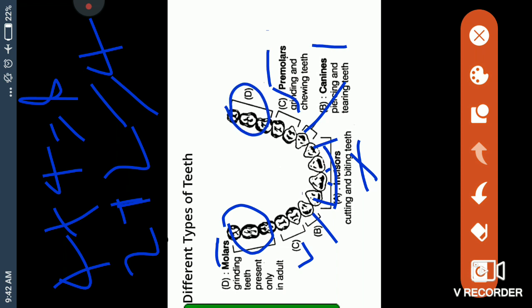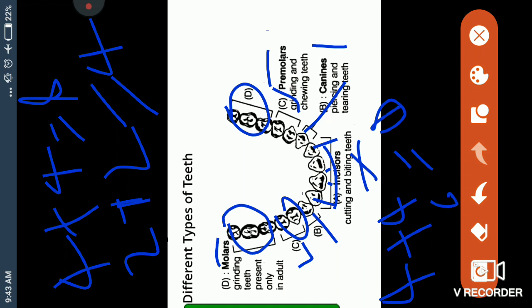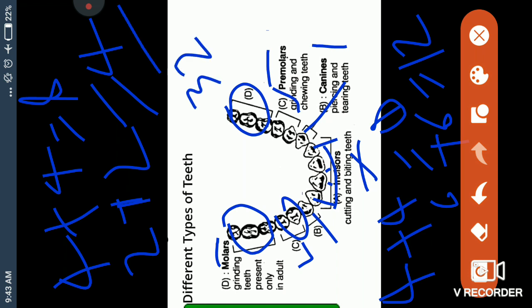These are 3 plus 3, and the premolars are 2 plus 2, so 4 in the lower jaw and 4 in the upper jaw, that equals 8. And molars, 6 in the lower jaw and 6 in the upper jaw, that is 12. So add them: 12, 8, 20, 28, and 4, total 32. So there are 32 teeth in each adult, but not in children.